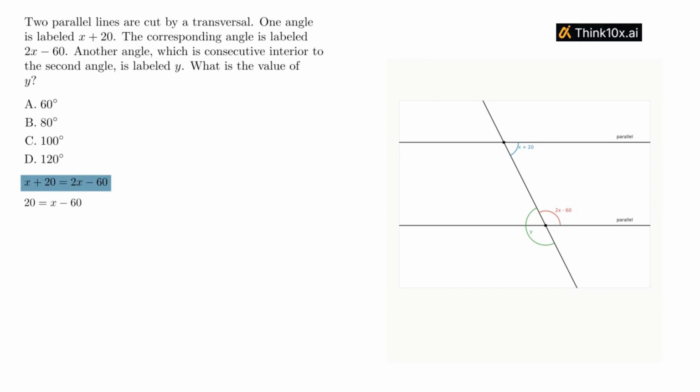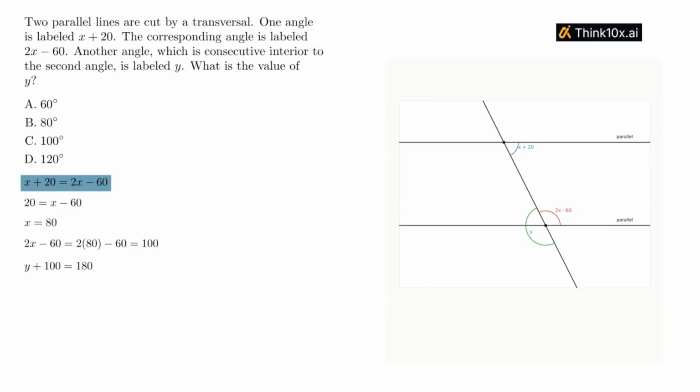Now we solve for x. We want x by itself, so we can subtract x from both sides to keep things balanced and remove one copy of x. Next, we undo the minus 60 by adding 60 to both sides. That keeps the equation true and leaves us with x. Great. Now we actually need the angle that was labeled 2x minus 60, because y is consecutive interior to that angle. So let's plug in x equals 80 to find that angle's measure.